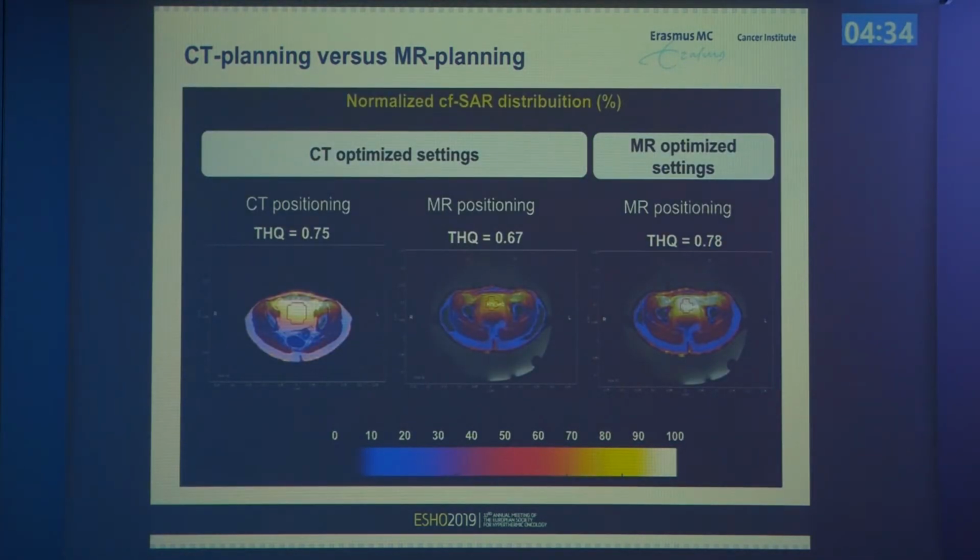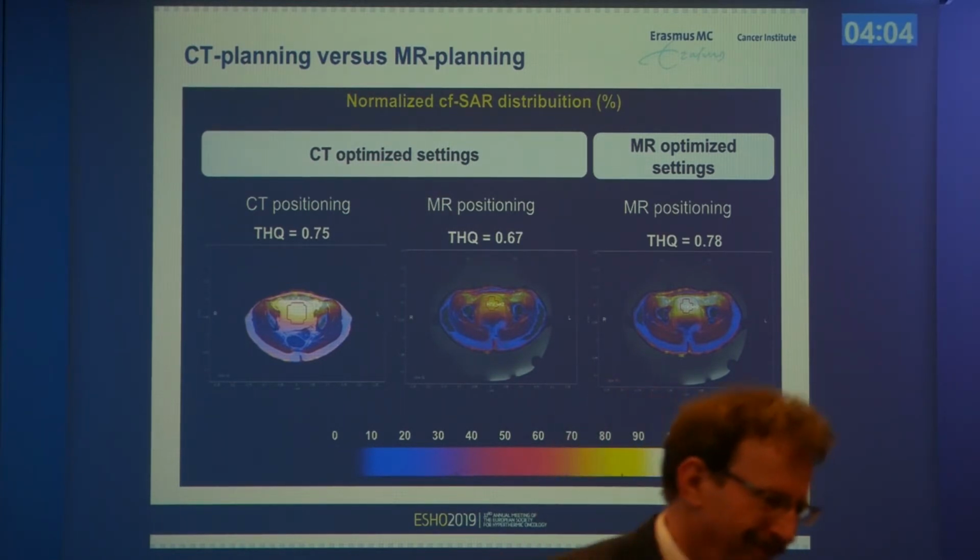So we wanted to look also if this actually has an effect on the SAR distribution. So we looked at the SAR, and we also looked at the THQ, which is actually the parameter that we are using to optimize antenna settings in the clinic during treatment planning. So in the first part, we look at the CT optimized settings and compare the two positionings. And we see that, as expected, the THQ in the CT is much better. And in the MR positioning, we see a decrease of about 12%.